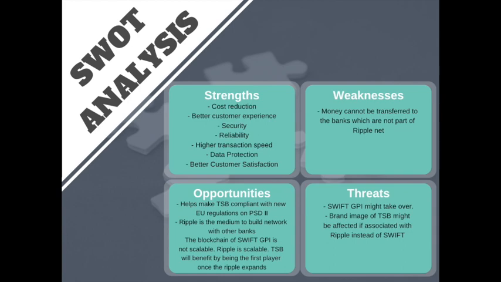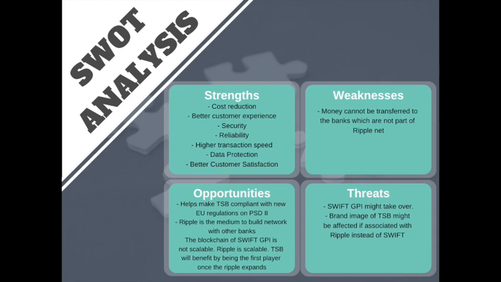Firstly, it ensures that the bank is compliant with PSD2 regulations. Secondly, it helps TSB to be a part of a bigger growing network of Ripple banks. And finally, SWIFT, which is an alternative to Ripple, is not scalable, but Ripple is easily scalable thanks to the technology it uses. Here are some of the threats for TSB going into the Ripple network.